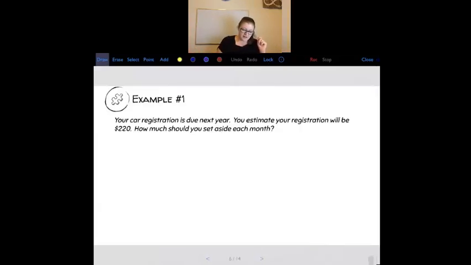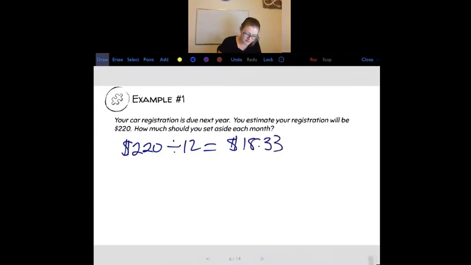So first thing, your car registration is due next year. You estimate your registration will be $220. How much should you set aside each month? Well, if you don't want to be surprised by a bill, it would be 220 divided by 12, which would give us $18.33 per month. Okay. If you were to list this, and you're not being asked to do this, I'm going to reiterate that even savings goals and these buckets count as expenses because that's money that you're setting aside.